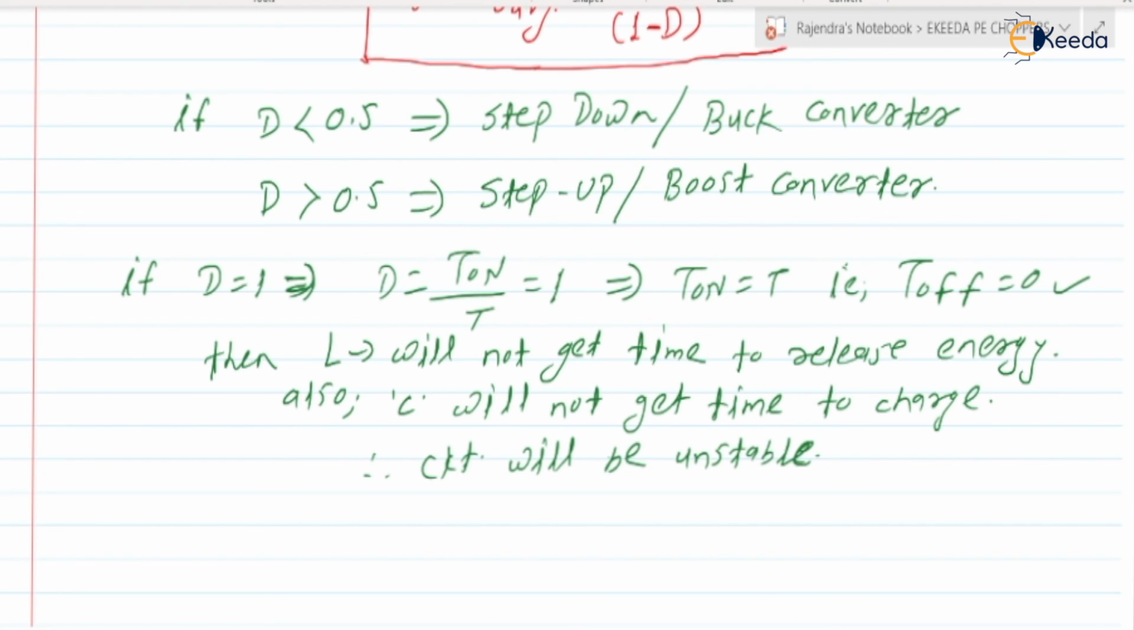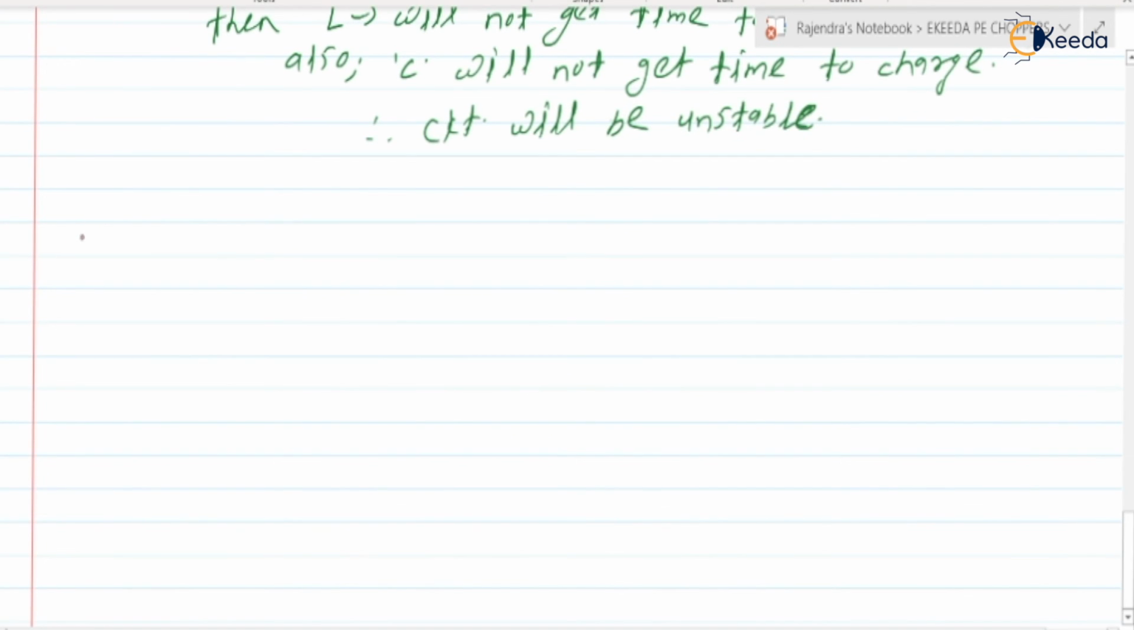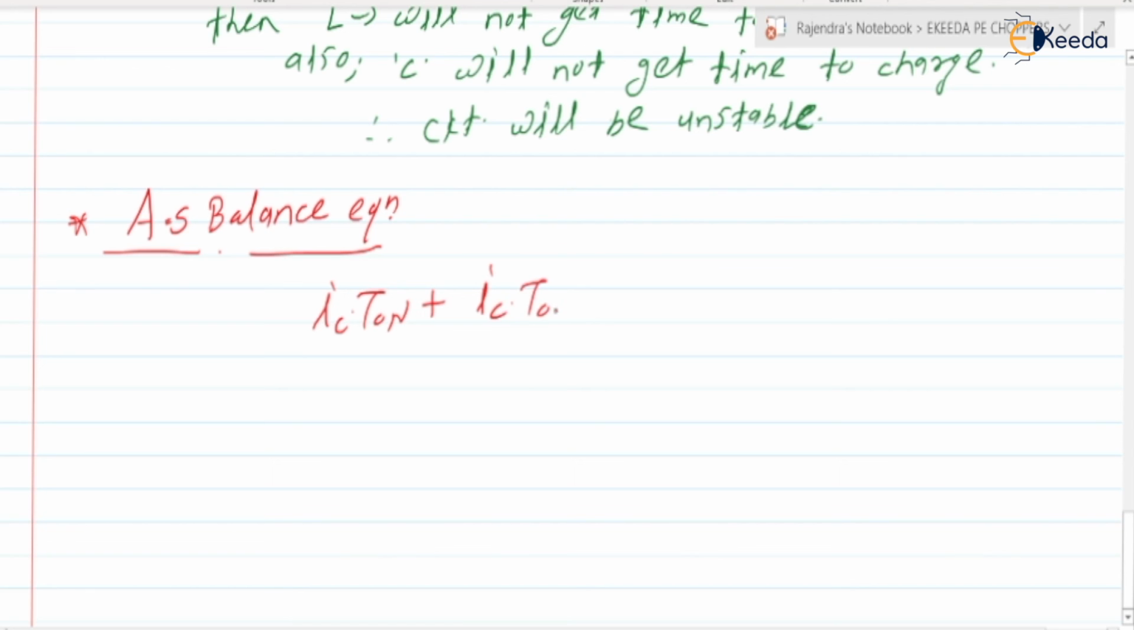Next, now we are going to write the ampere second balance equation. In the ampere second balance equation, it is IC into T on plus IC into T off is equal to 0. What is the IC during on time? It is equal to minus I0 into dt, plus the IC during off time, which is IL minus I0 into T off, that is T minus dt, is equal to 0.